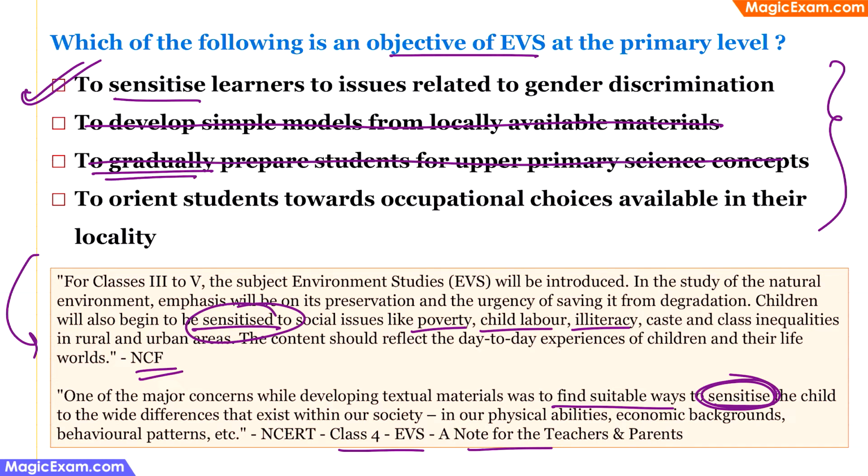And the last one is to orient students towards occupational choices available in their locality. Occupational choices means job options. Now you are not trying to prepare children for any job options through EVS. Therefore, this is an obviously incorrect option. So even when we look at all the answer choices, the best option is to sensitize learners. So this has to be the correct answer.